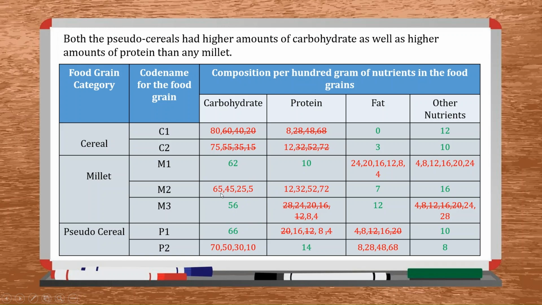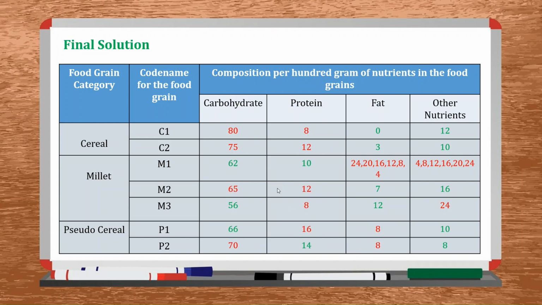So we'll have to go with 70 only. Here 45, 25, and 5 will get eliminated because the only possible value for protein in M2 is 12 grams. Therefore, the corresponding value of 65 would be the only one remaining here. So if we remove all the eliminated options now, we get this kind of information. The only multiple possible values we have are for M1 in fat and other nutrients. All the rest of the values can be drilled down to a single value.